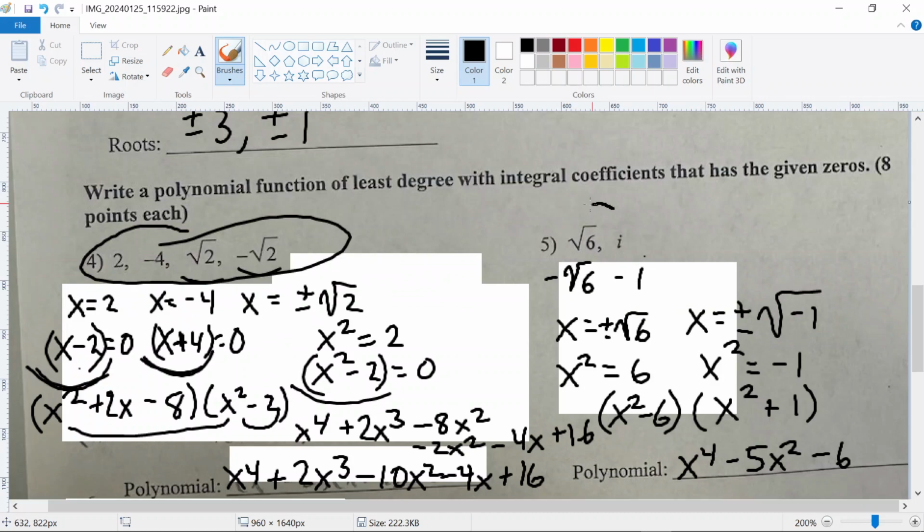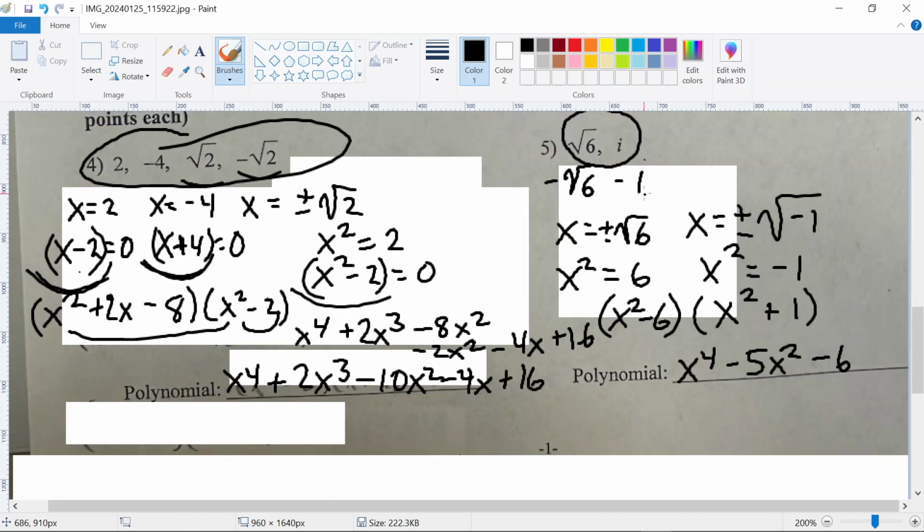And you had to know that each one of these, when there's a square root or an i, it's plus or minus, even if only one is given. If the negative one is given, you've got to know the positive one is there. If the positive one is given, you've got to know the negative one is there. So that's the answer to that one, and that, I believe, is the whole worksheet.